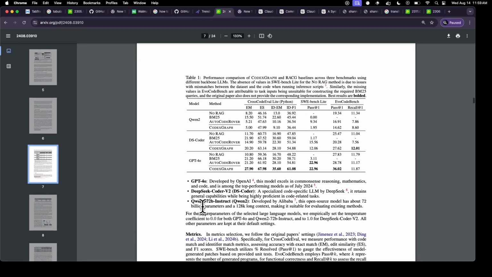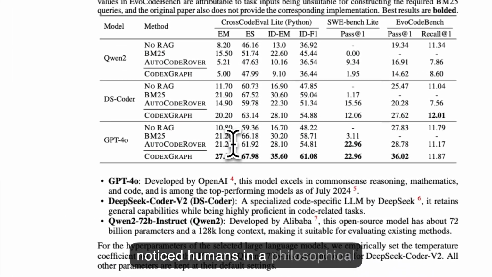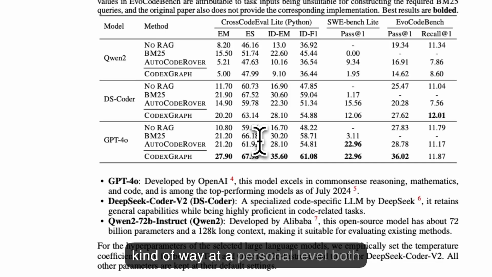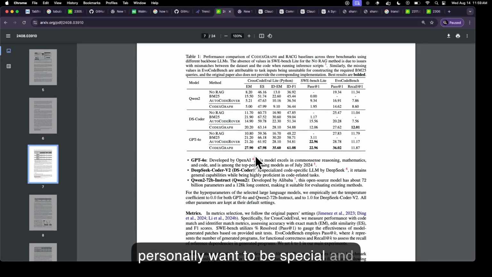Yeah. I've noticed humans, in a philosophical kind of way, at a personal level, both personally want to be special and important, so thus they want humans to be special and important. And humans love a mystery, so they don't want things to be easily solvable. They want them to be grand and hard so that they can feel special or amazing, that they or humanity solves this grand, hard problem.